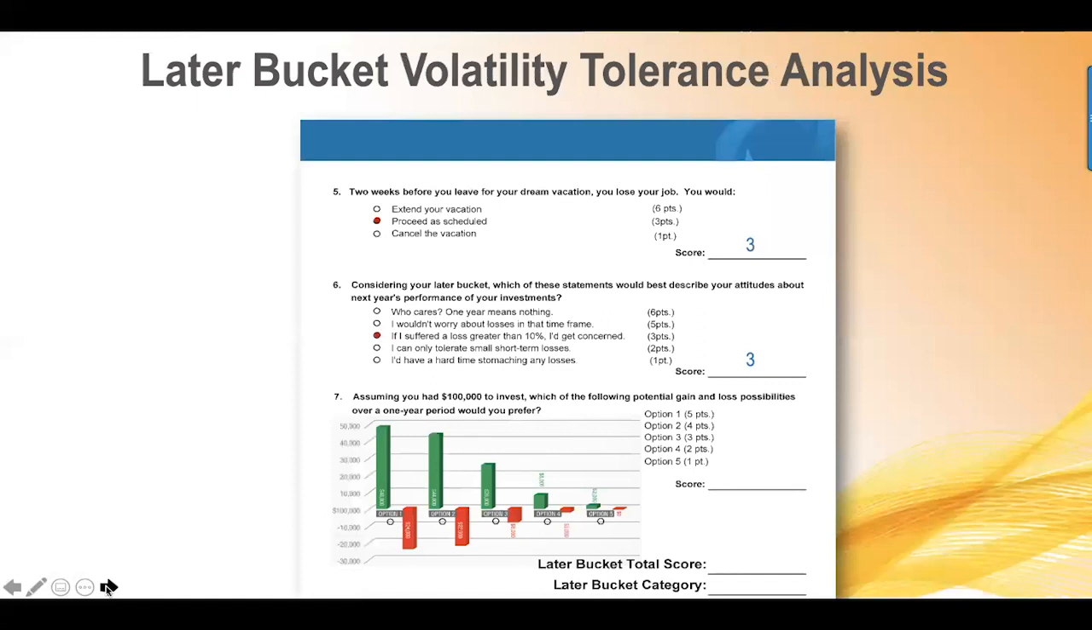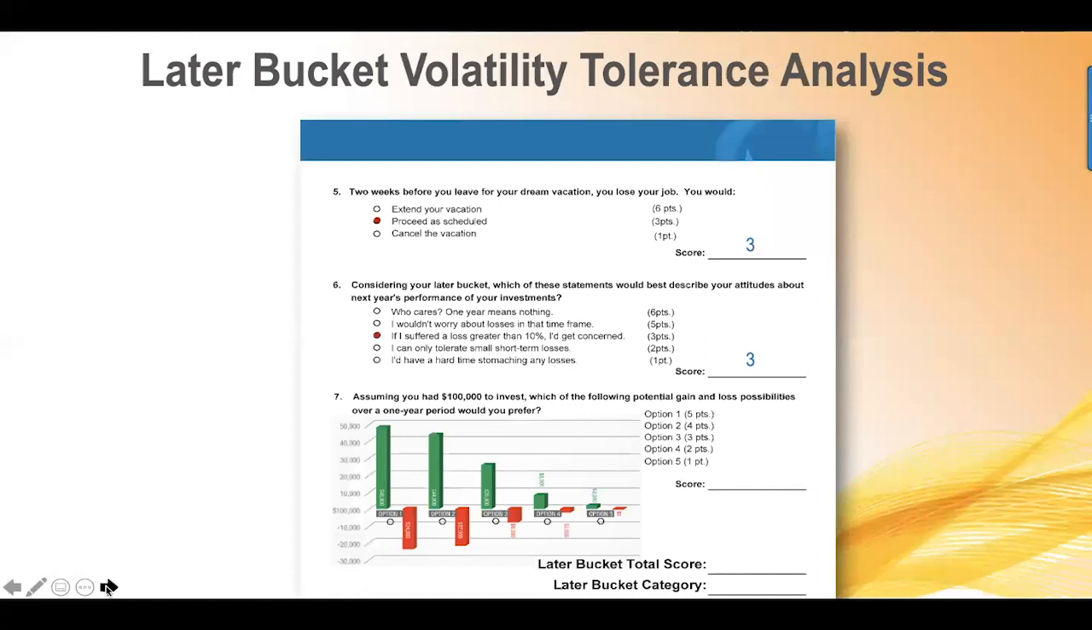So assuming you had $100,000 to invest, which of the following potential gain and loss possibilities over a 1 year period would you prefer? And so you can see the numbers here. You have a lot of upside in option one with quite a bit of downside as well. And then you go all the way to the other end of the spectrum of option 5 with very little upside and really very little to no downside. And so in that later bucket, which potential gain and loss scenario would you feel most comfortable with?